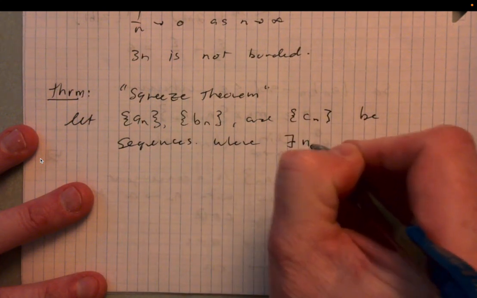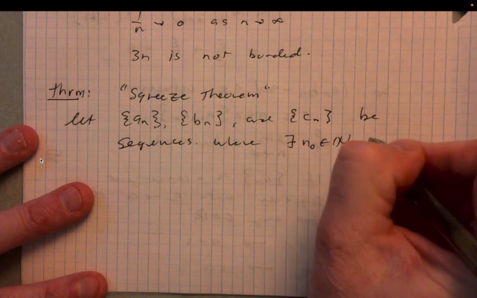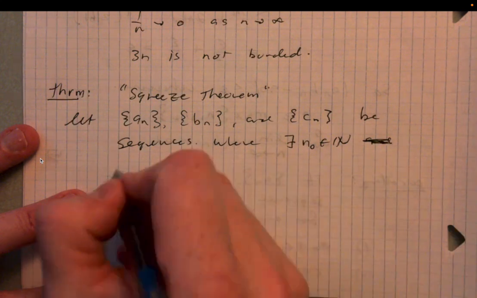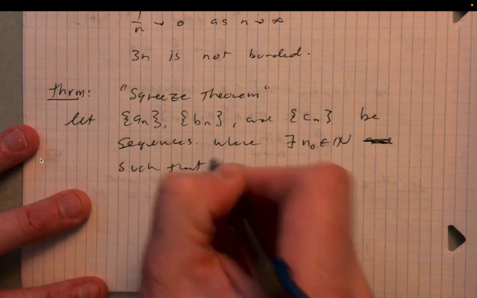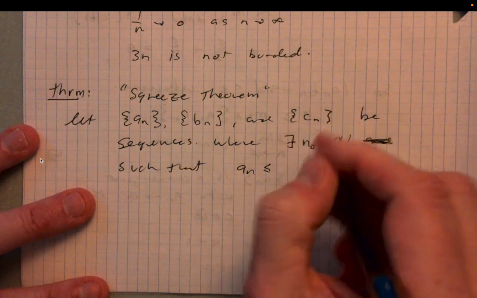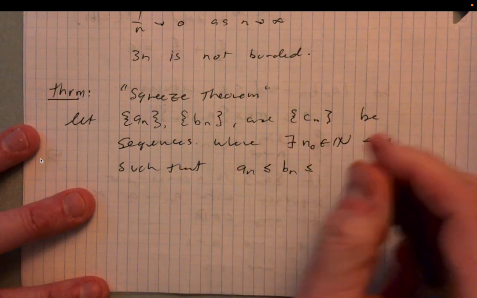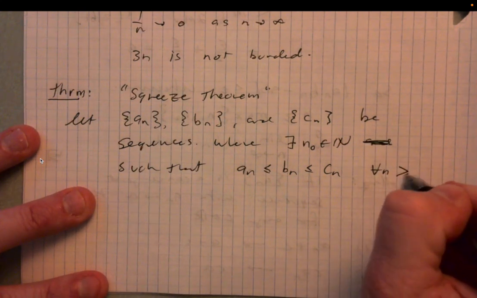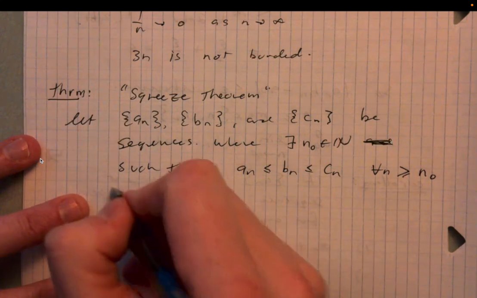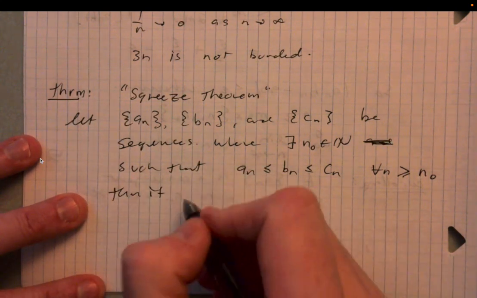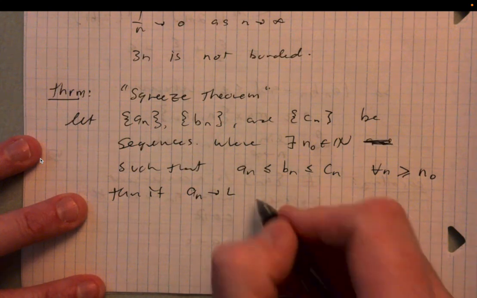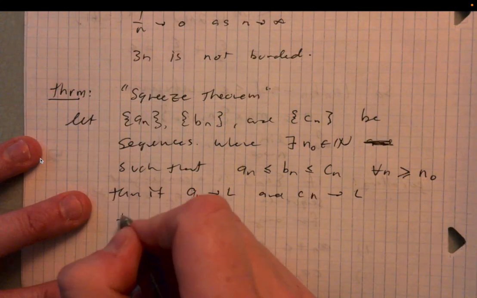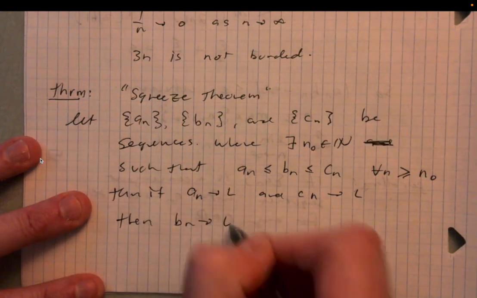there exists n naught in the natural numbers such that a sub n is less than or equal to b sub n is less than or equal to c sub n for all n greater than or equal to n naught. Then if a sub n goes to some limit L and c sub n also goes to L, then the result is that b sub n goes to L.